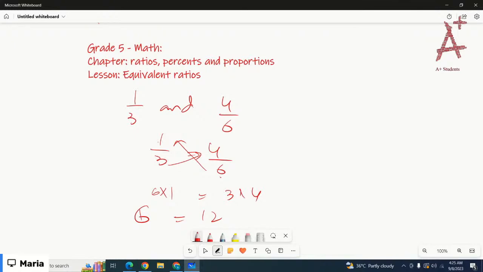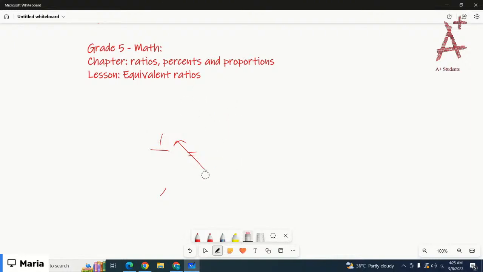Okay, the other example is 1 over 4 and 5 over 20. You have to see if they are equivalent, yes or no. Which is the correct option?